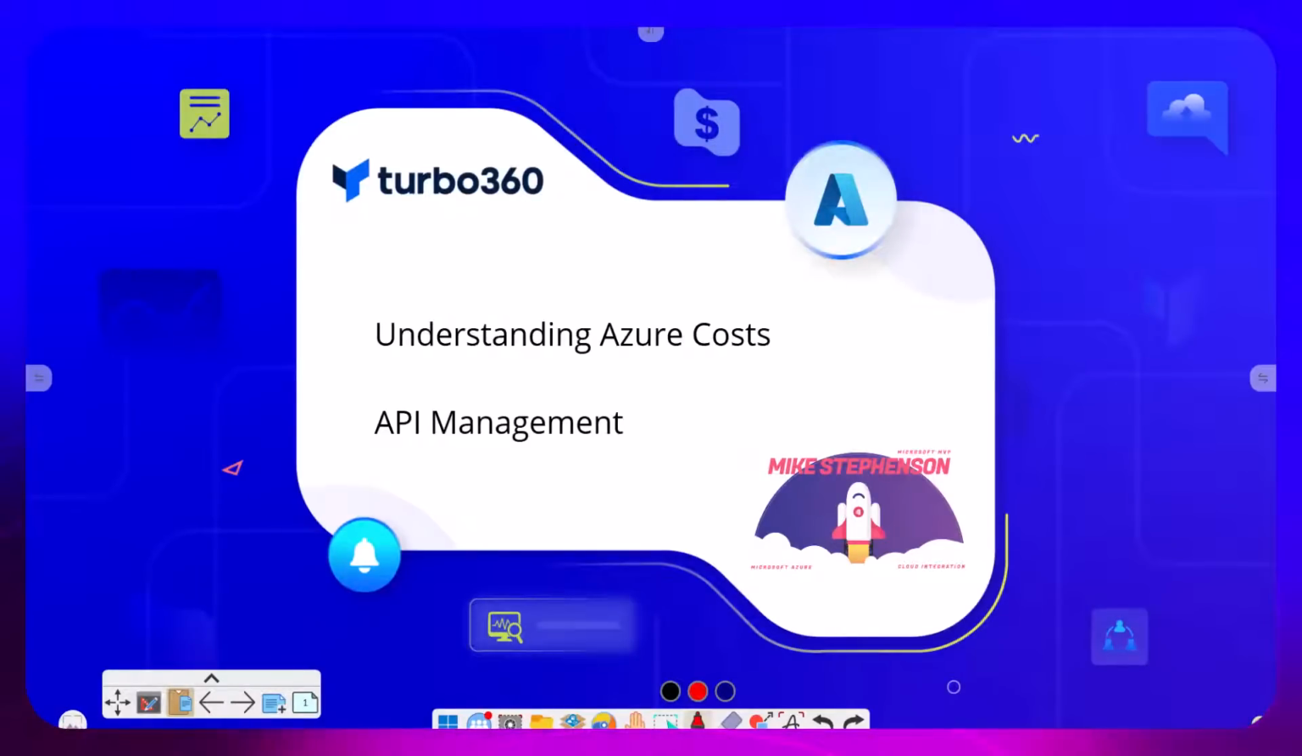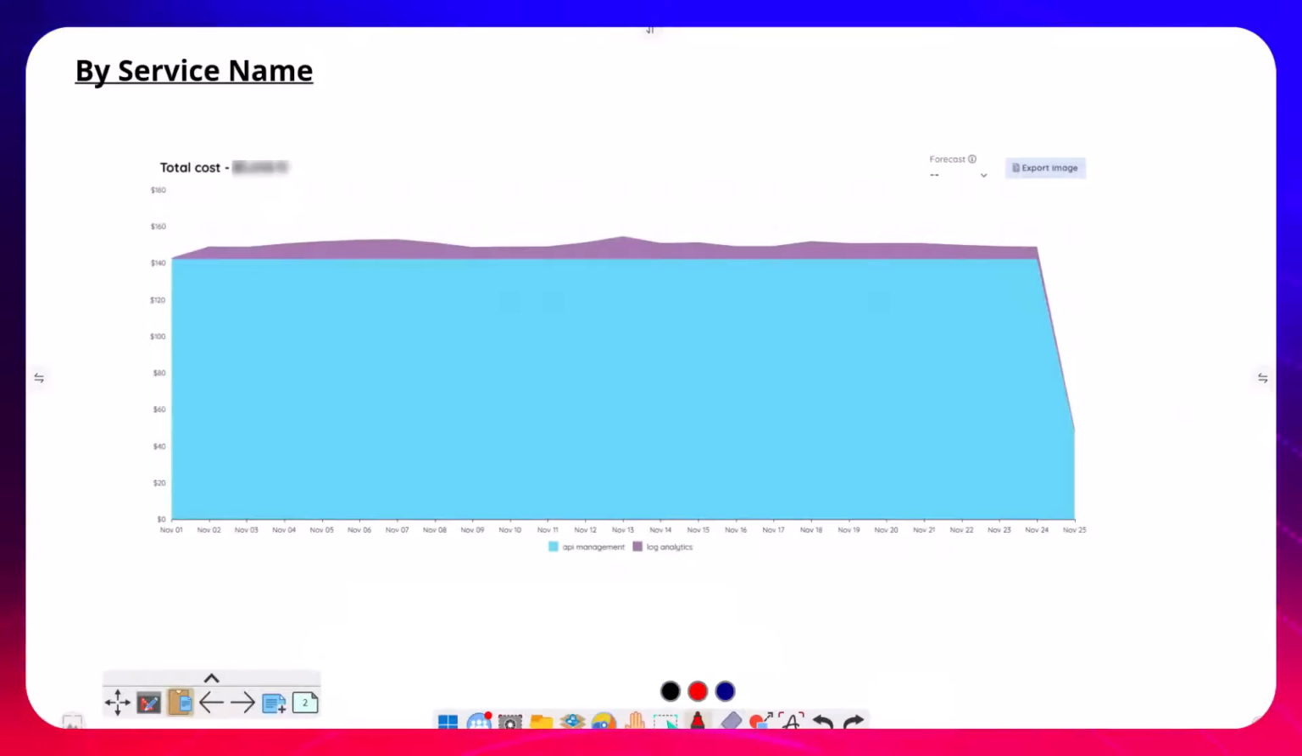In today's video, we're going to take a look at API management. This is the next video in my series about understanding Azure costs. So we'll start by having a look at an example of what APIM looks like if you've got this set up in the real world.